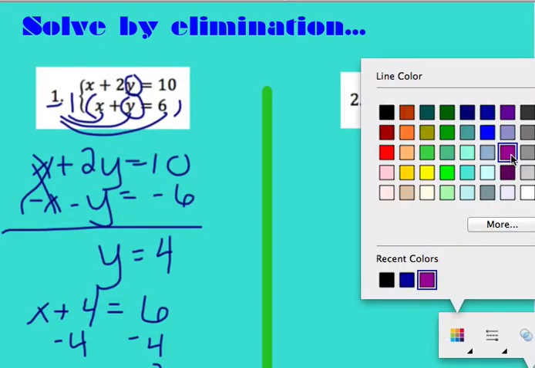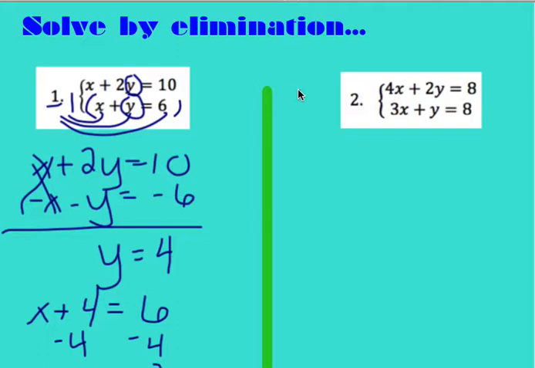If you look at number 2, you can see that we don't have the same numbers on any letter. So what I like to look for is any variable that has a 1 out in front of it, or basically no number out in front of it. Since there's a 1 outside of that y, it makes it easier. I see that this has a positive 2 on it. So I'm going to ask myself, what's the opposite of a positive 2? Well, that's going to be a -2. So I'm going to take this second equation and multiply it by -2.